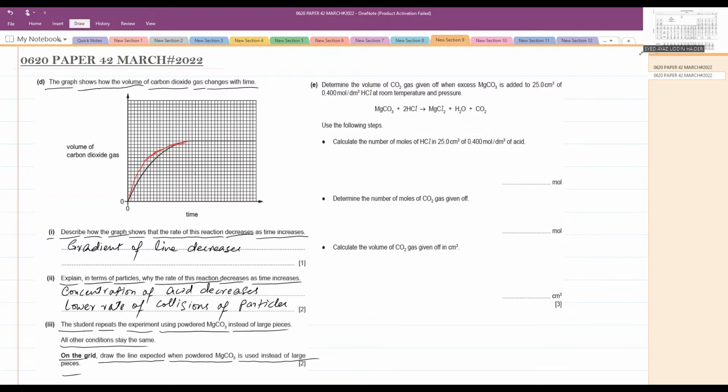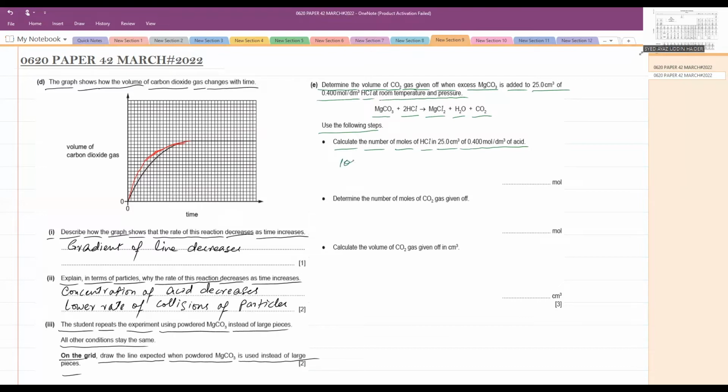Part E. Determine the volume of CO2 gas given off when excess MgCO3 is added to 25 cm³ of 0.4 mol per dm³ HCl at room temperature and pressure. This is the reaction: MgCO3 plus 2HCl gives MgCl2 plus H2O plus CO2. Use the following steps. Calculate the number of moles of HCl in 25 cm³ of 0.4 mol per dm³ acid. According to the information given in the question, 100 cm³ contains 0.4 moles of acid.